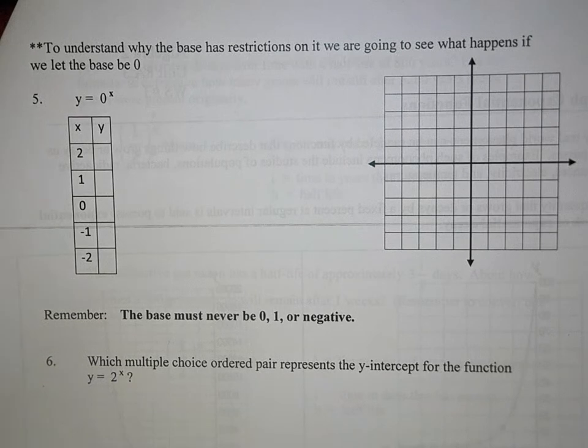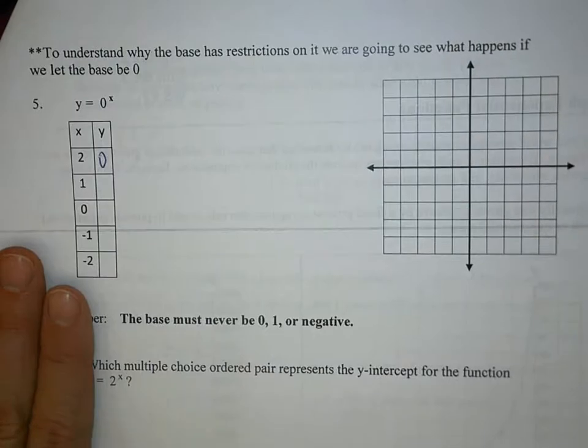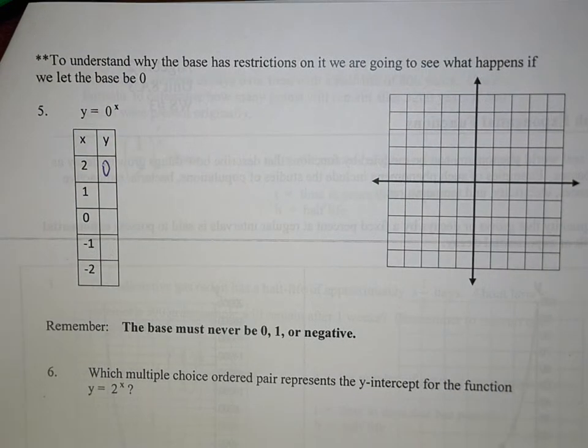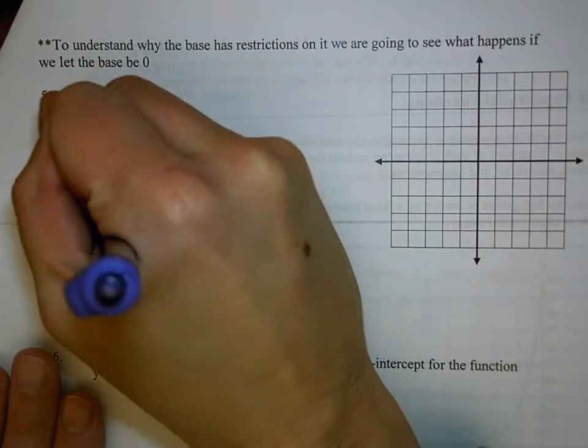All right, example 5. To understand why the base has restrictions on it, we are going to see what happens if we let the base be 0. So the base is 0. What is 0 to the second power? Yeah, no, you're remembering that anything to the 0 power is 1, but 0 to any power is saying 0 times 0 times 0 times 0, which means all of them will be 0.